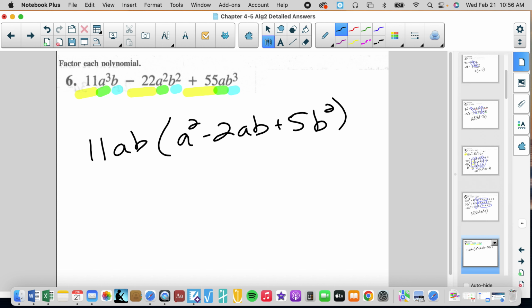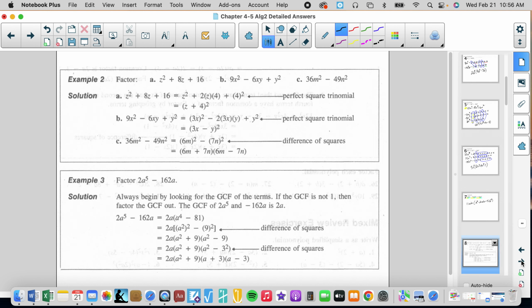So that's the other way that we can do this. That's good, it was the last problem. All right, now we have the special cases.